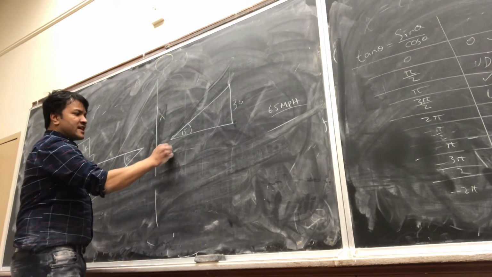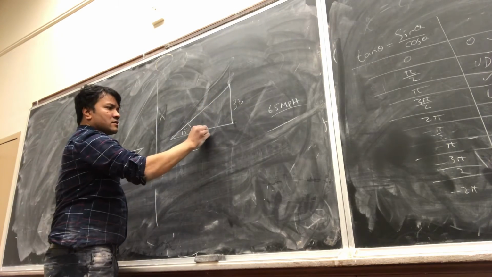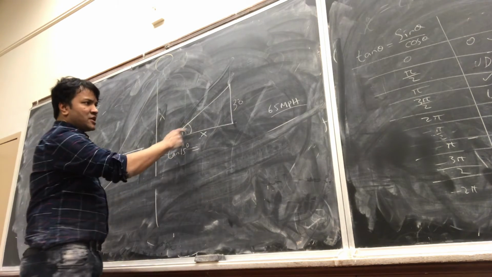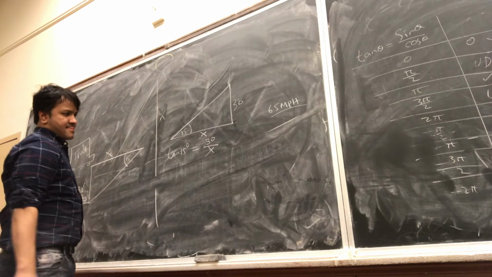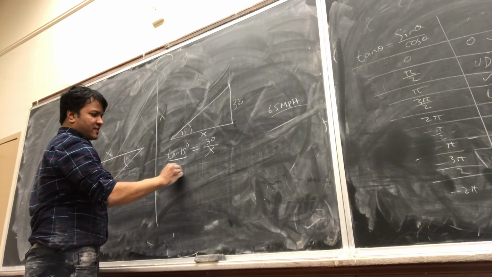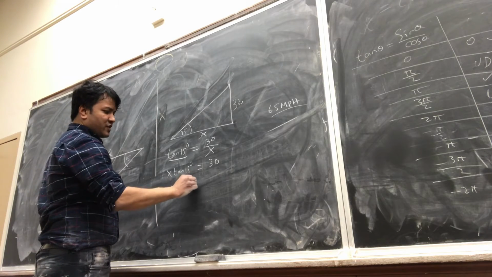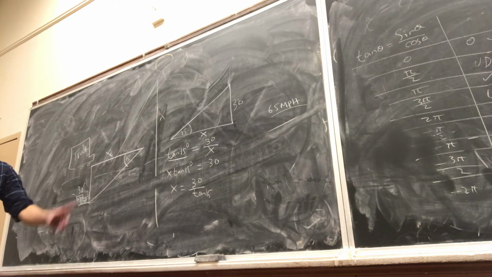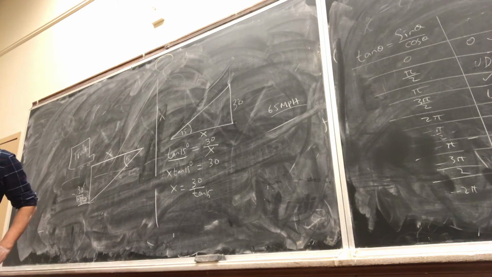So now, tangent 15 degree is what? This x is this x. Tangent is opposite over x. So x tangent 15 degree is 30, so x is 30 over tangent 15. There is lots of work to do here. Tell me what 30 over tangent 15 is. Tangent 15 is 0.27 something.